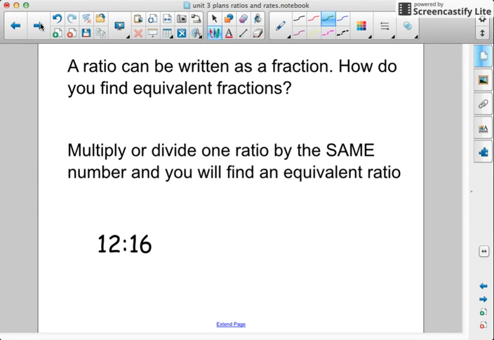So again, we can multiply or divide one ratio by the same number and you'll find an equivalent ratio. So I could divide this one to simplify it. 4 would go into both of these. So that ratio becomes 3 to 4. Could also times this by 2. I would get a 6 to 8 ratio. There's an unlimited number of possibilities for equivalent ratios, just like equivalent fractions.